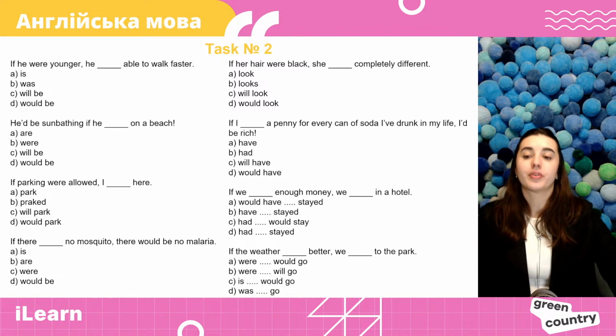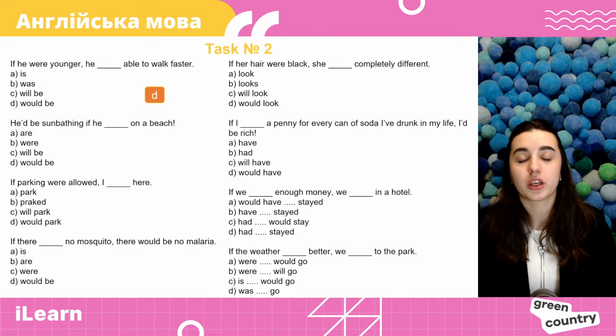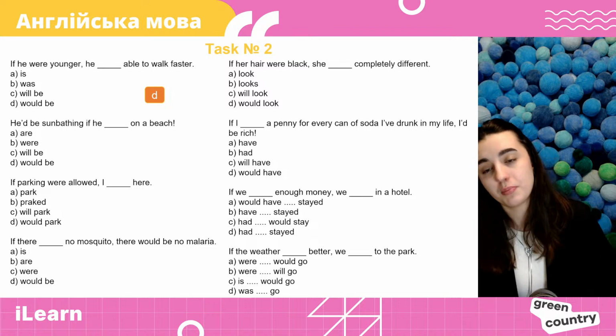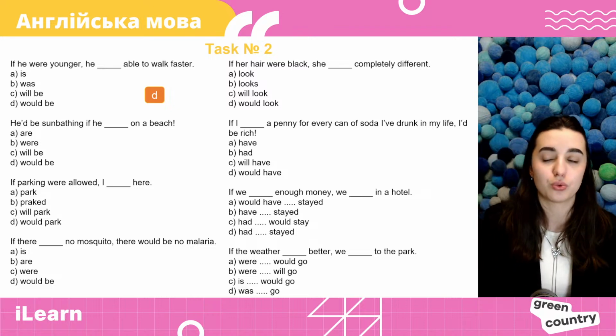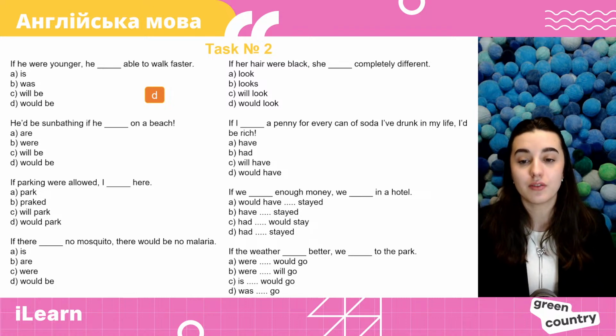All right, that is true. Here we have D because here we have the second conditional: if, past simple, he, would, and verb. Number 2, he'd be sunbathing if he on a beach.